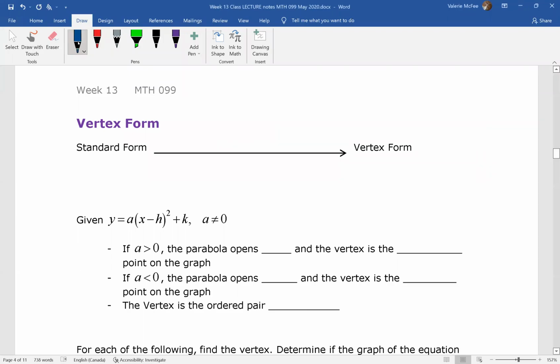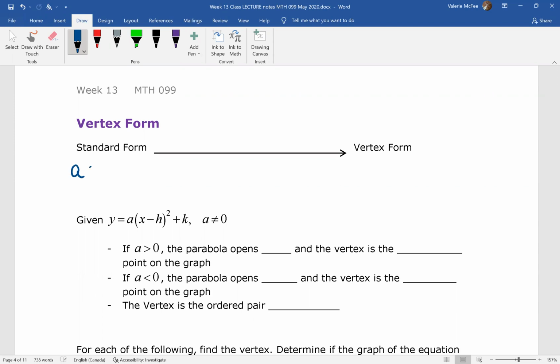In this lecture, we want to look at vertex form of the quadratic equation. Think back to our equations of a line, our linear equations. We had standard form, but then we had slope-intercept form. And slope-intercept form was useful because we could see the slope, we could see the y-intercept. The same thing is true with quadratic equations.